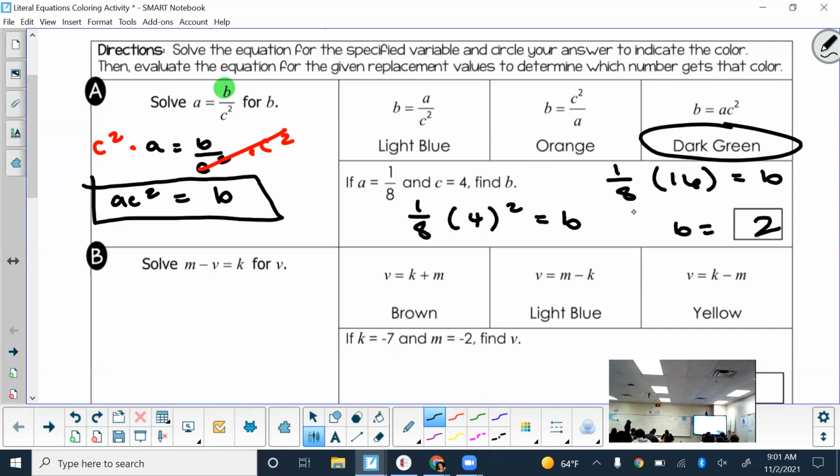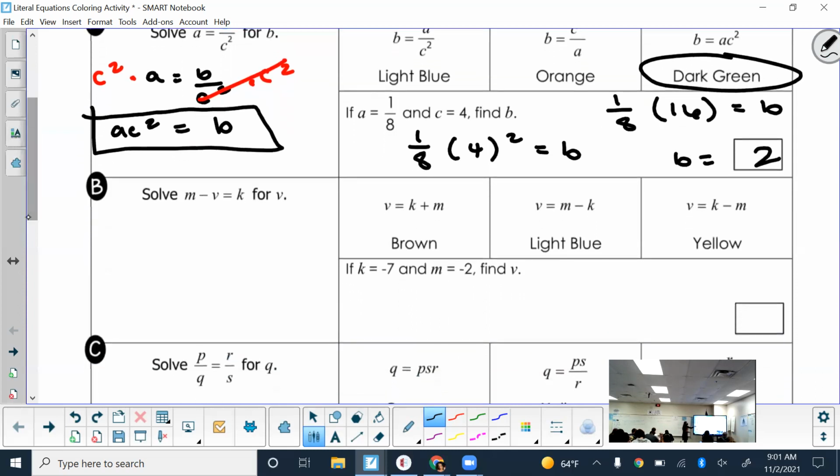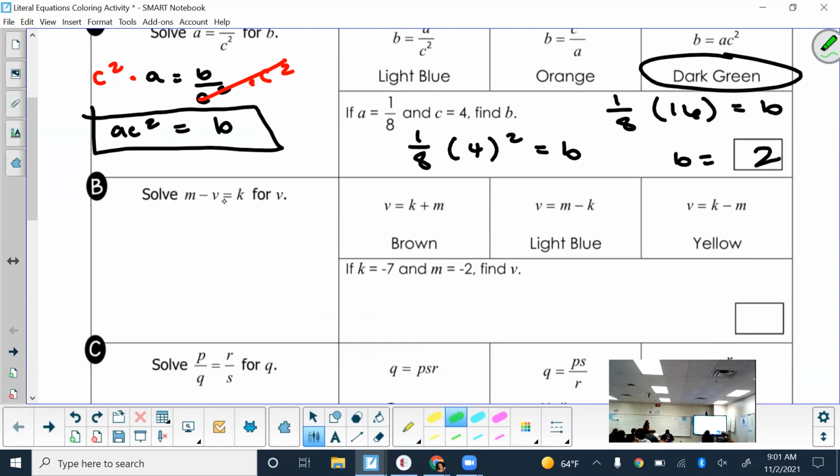All right, so let's do a few more examples so that we can kind of get the hang of it. So let's look at B together. What does it say that we're solving for in B? We're solving for B. So we want to get the B completely by itself.